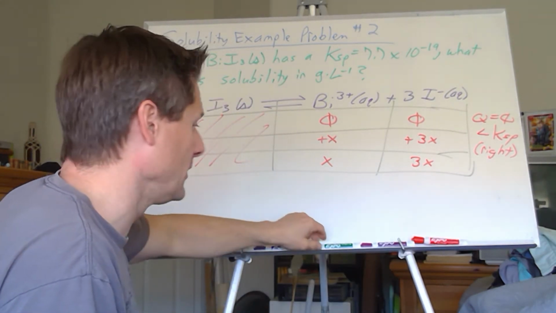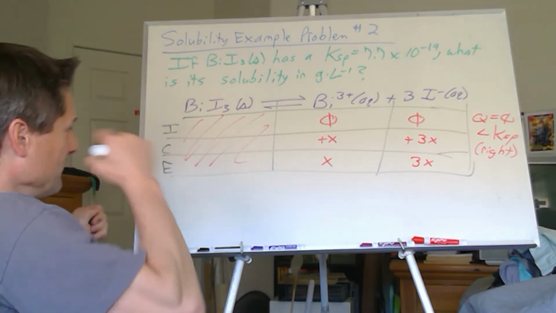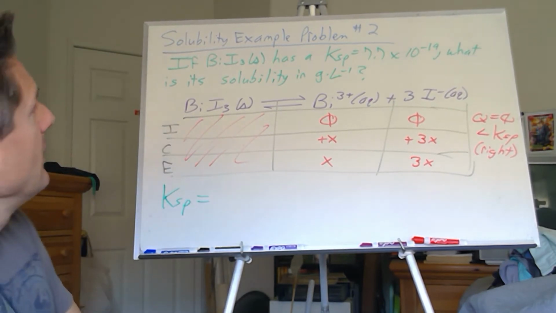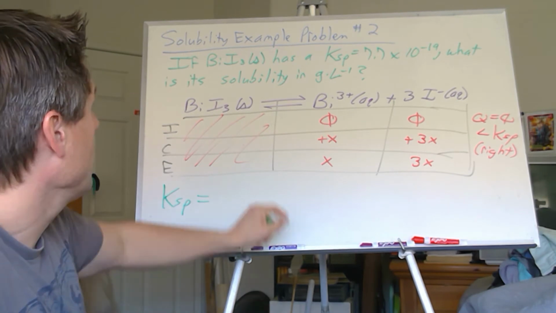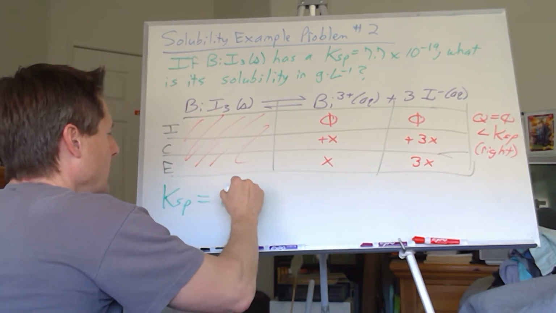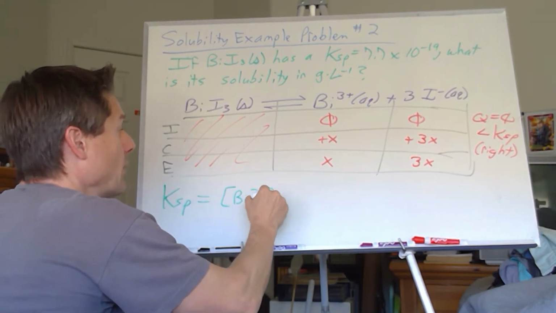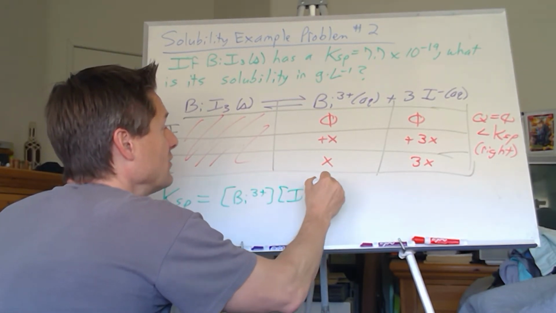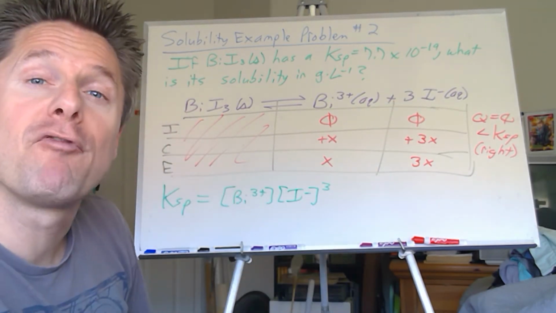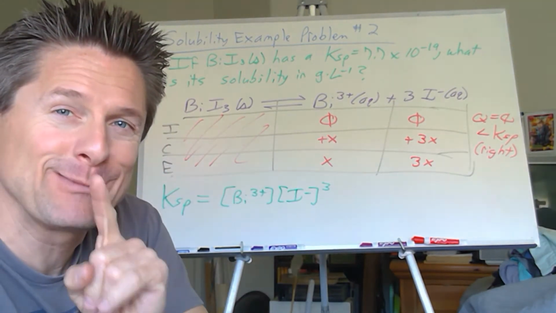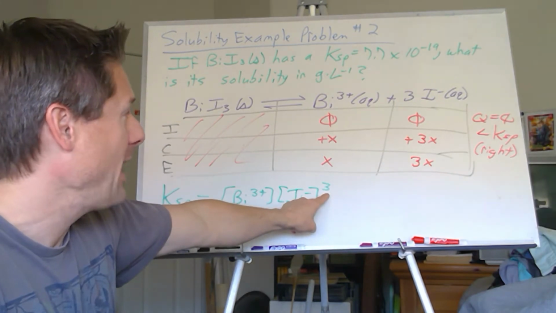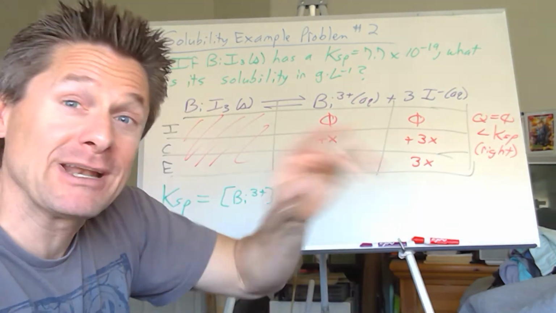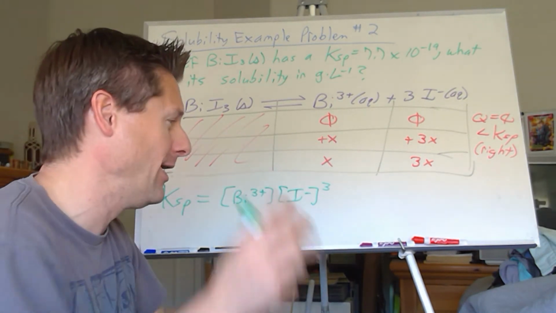Let's set up our equilibrium expression. So KSP is going to be the bismuth cation concentration raised to the power of 1 times the iodide concentration raised to the power of 3. This is where things get fun. Raised to the power of 3. All right, we're going to plug in 3x raised to the power of 3. So we're going to get a 3 cubed term in here.